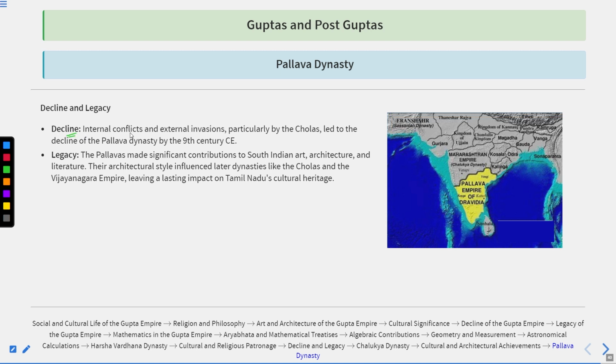If we talk about the decline, internal conflicts and external invasions, particularly by the Cholas, led to the decline of the Pallava dynasty by the 9th century CE. Legacy: the Pallavas made significant contributions to South Indian art, architecture and literature. Their architectural style influenced later dynasties like the Cholas and the Vijayanagar Empire, leaving a lasting impact on Tamil Nadu's cultural heritage.